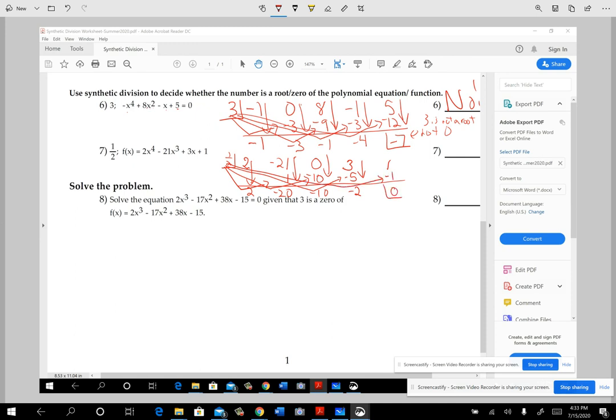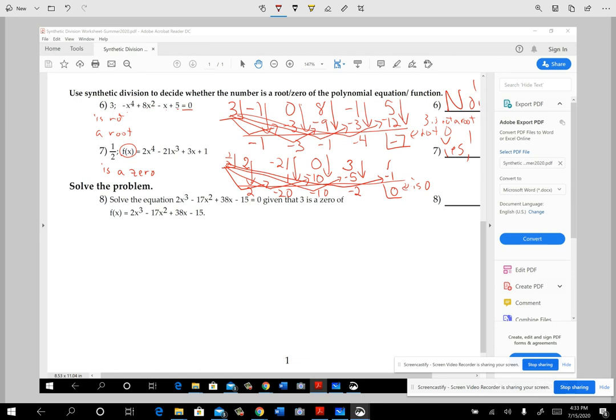By now, you should be getting pretty good at your synthetic division if you're trying these ahead of me. And since it is 0, the answer would be yes. That means 1/2 is a 0 of the function, okay? And the language is a little different. 3 is not a root. I would use that language since it gave me a polynomial equation, where here they used the function terminology. So that's when you throw in the word zero.